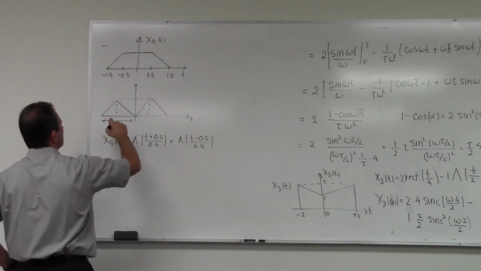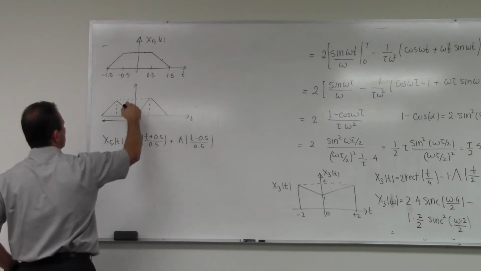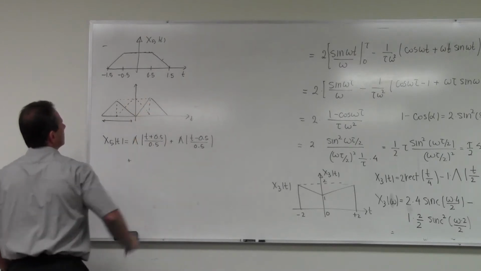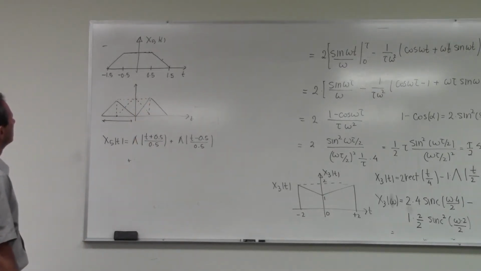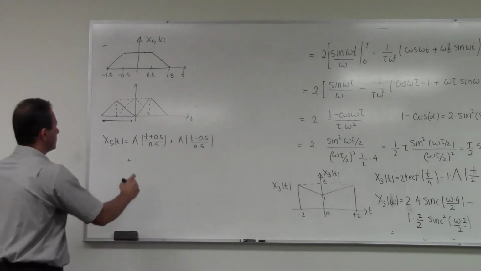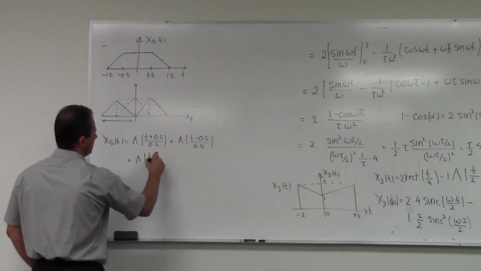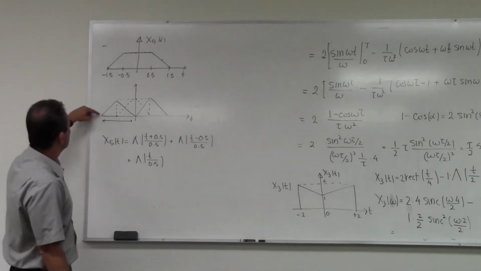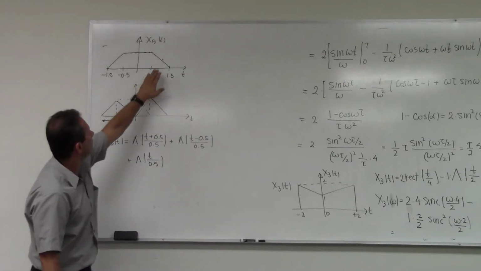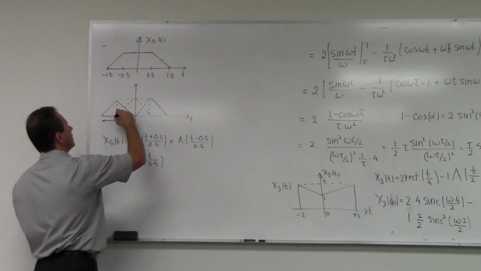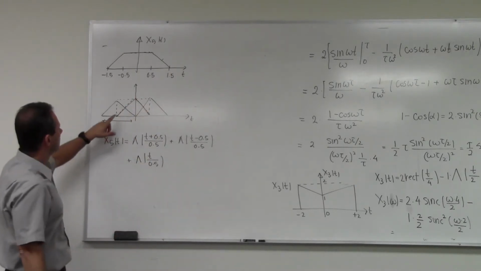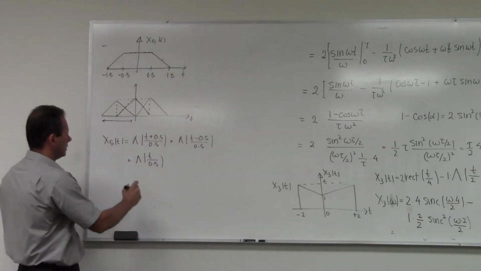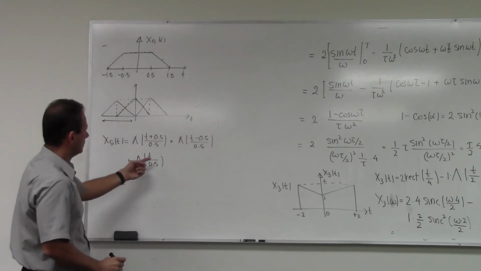Well, I have to add here 0, and I have to add this guy, right? Yeah. So this will be plus lambda of t over 0.5, if I'm not mistaken. So you have this triangle plus this triangle to take care of this, and then in the middle you have this triangle as well. So there are 3 triangles that added together would give you this waveform here. And this is very easy to evaluate.